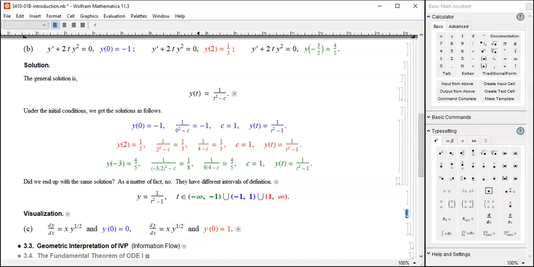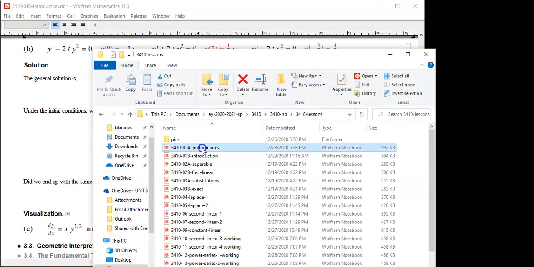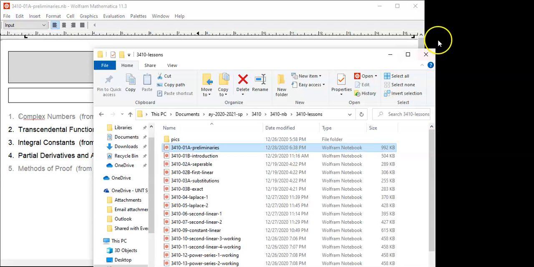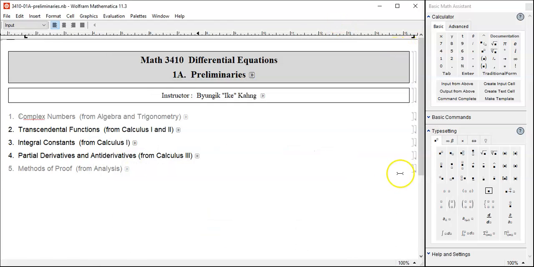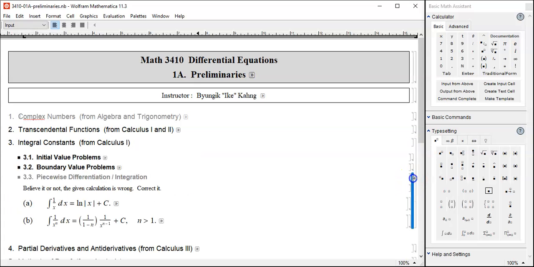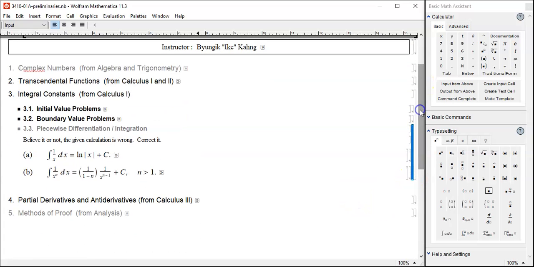By the way, students who skipped lesson 1A may wish to go back to this topic and review a little bit. Piecewise differentiation and integration here. Believe it or not, the given calculus is wrong. Correct it.